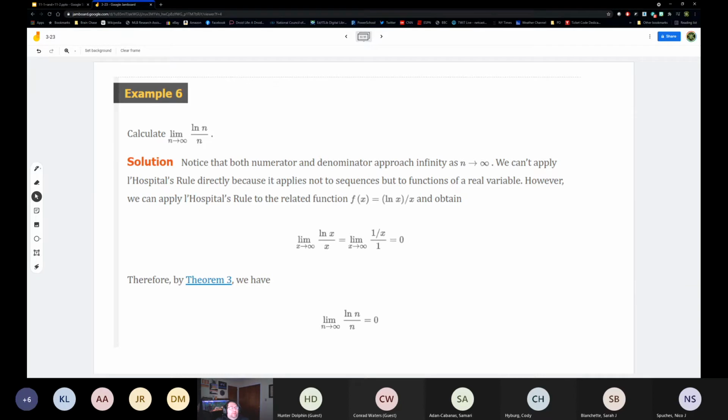So therefore, by the theorem that we looked at, the function is going to be the same as the original sequence. Since the function goes to 0, the sequence also has to go to 0. So that's how we can start using some of those other rules that we had in previous sections, especially L'Hopital's rule. We use that quite a bit with these. So this one converges, and it converges to 0.